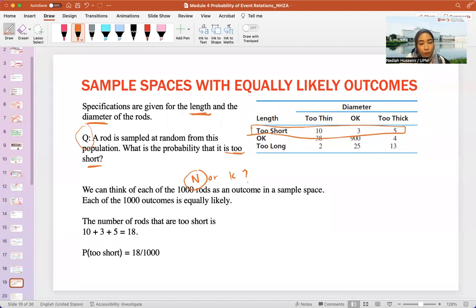So we can assume too short is an event. The number of rods that are too short that satisfies this table is 10, 3, and 5. So we add them together. This is K, and 1,000 is your N. So the probability of the event too short occurring is 18 over 1000, which is 0.0018. So very, very unlikely, but the possibility is there.